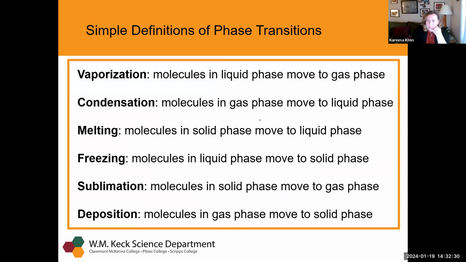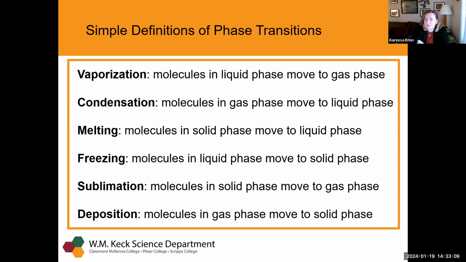Just to recap what I said on the last slide, vaporization involves molecules moving from the liquid phase to the gas phase, while condensation is the opposite and involves molecules going from the gas phase to the liquid phase. So the condensation you see on the outside of your glass versus how your sweat evaporates, vaporization. Melting is when molecules in the solid phase move to the liquid phase, like ice melting. Freezing, molecules in your liquid phase move to the solid phase. You put liquid water in your freezer and you get ice cubes out.